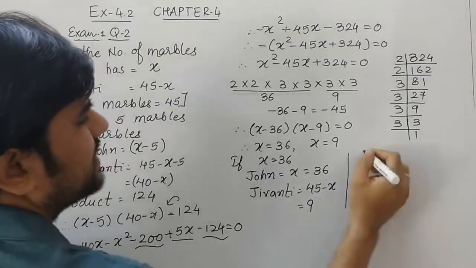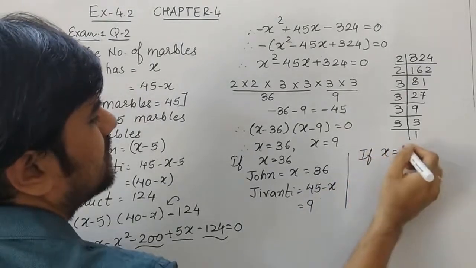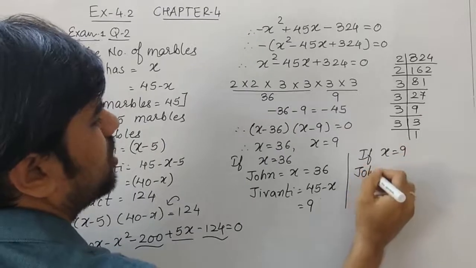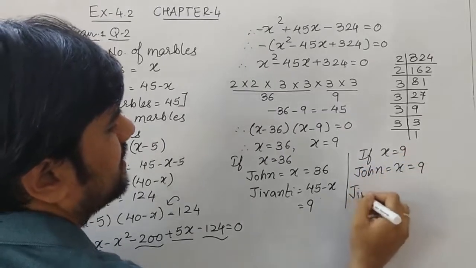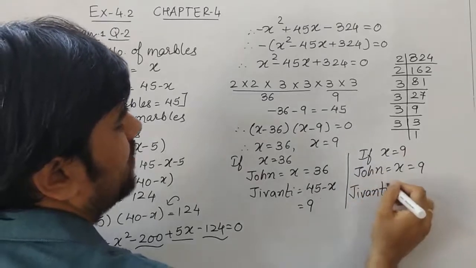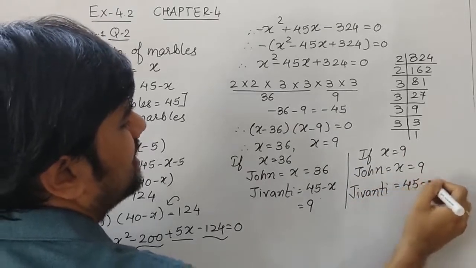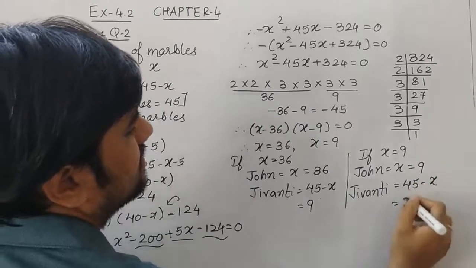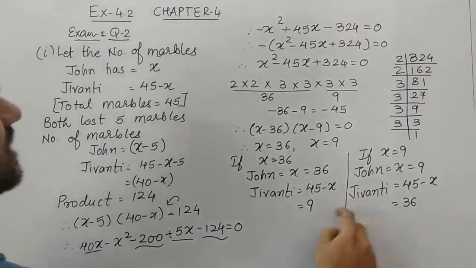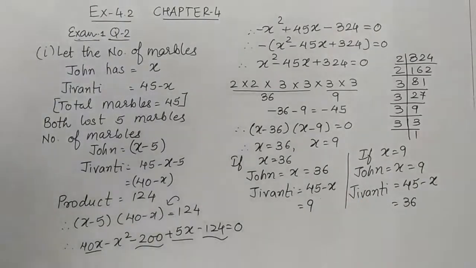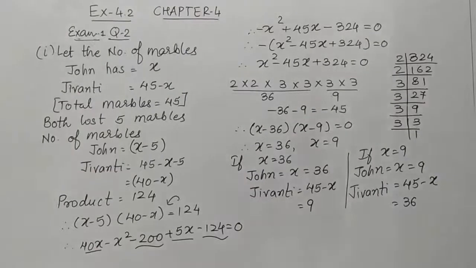Now, if I say that X is 9, then the number of marbles John has, as it is X, is 9. And Jivanti has 45 minus X. So 45 minus 9 is 36. Students, in their question, they have not given who has more marbles. So it is compulsory, we need to find out both the values. Fine? Thank you.